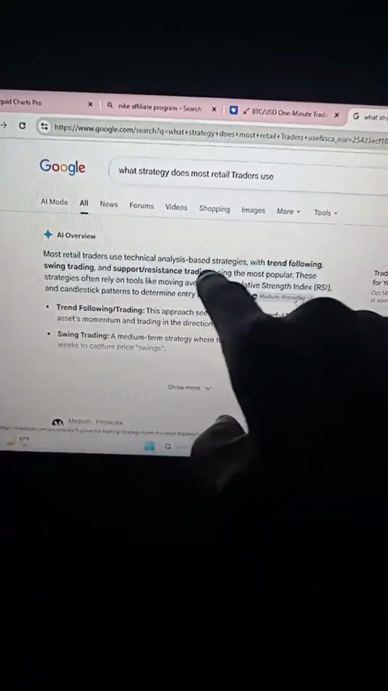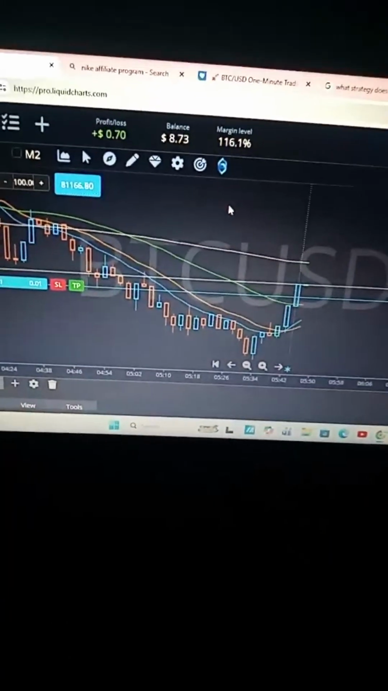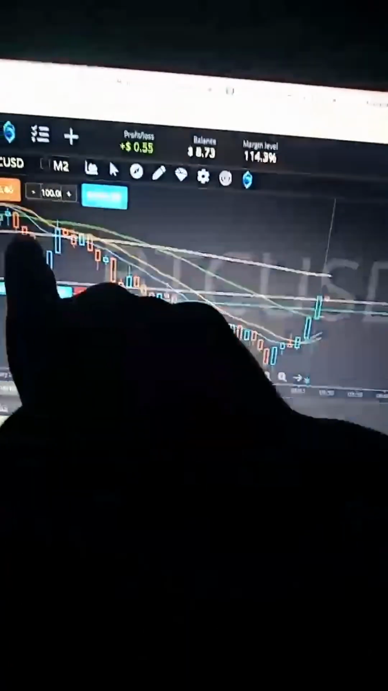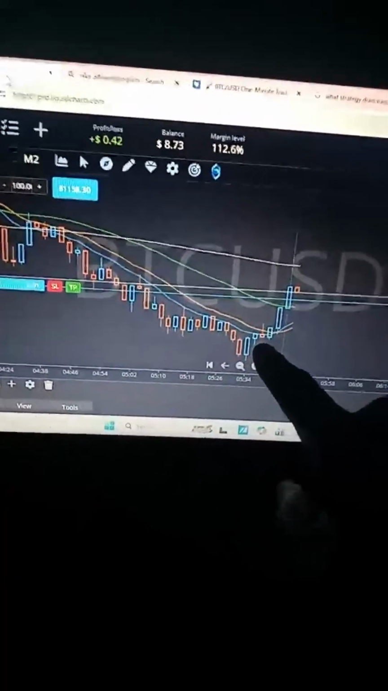Trend following, swing trading. Most retail traders use technical analysis based on strategies with trend following and swing trading. That's what I'm doing. Look, I'm going to show you. Swing trading, I'm trading the swing of it. What does it say? Trend. This is trend trading, brother. I'm trading the trend because the trend is going down. I just brought it to a smaller time frame.